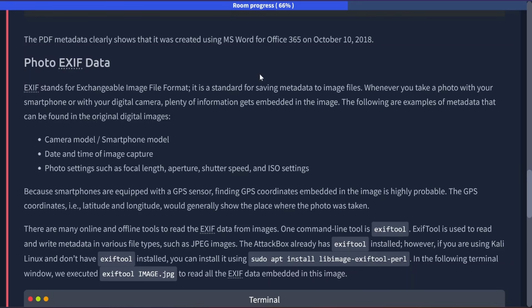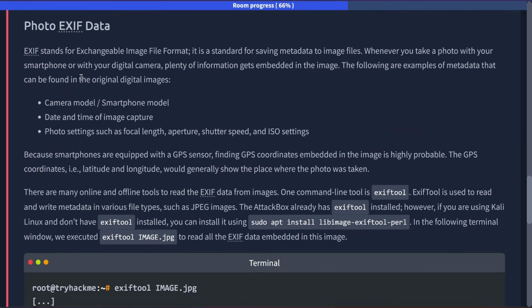And basically, it's just a standard way of saving metadata to image files. So when I take an image with my phone or a camera, there's metadata that is saved about that image. Some of that information is like what camera was used or what kind of smartphone model was used, when did that happen or where did it happen, photo settings like focal length, aperture, shutter speed, a bunch of stuff. And we'll get to look at some of that here in a minute.